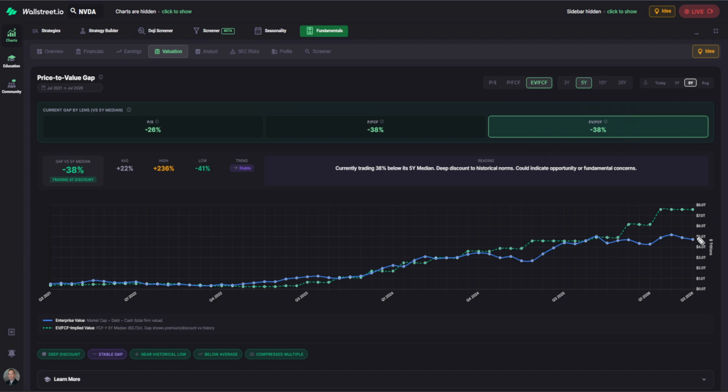So now you know, based on these three steps right here, you have an undervalued company. Now you go to the charts and wait for your buy signal. So that's how you put a valuation on a company.